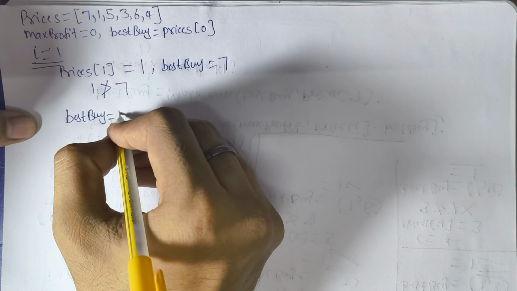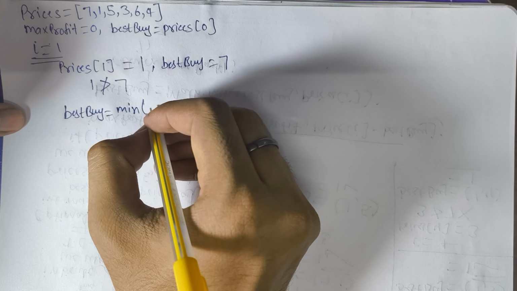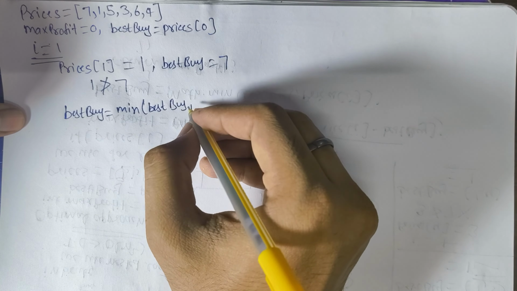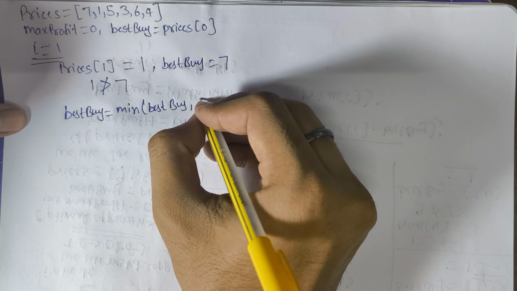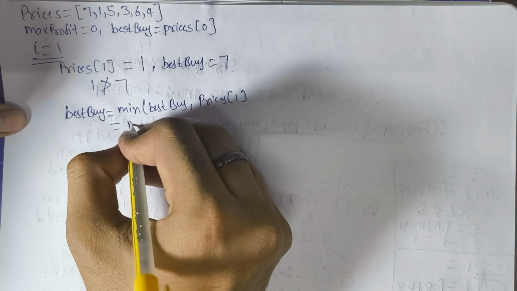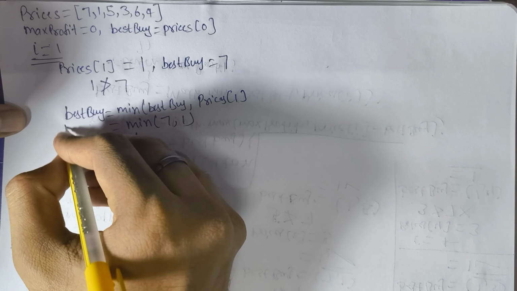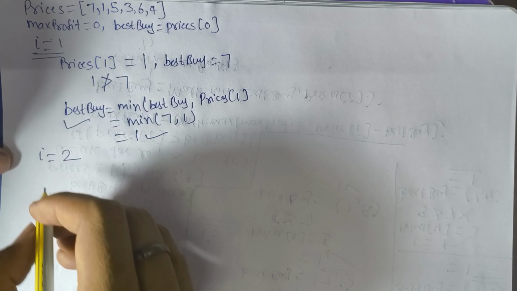And we also see best buy. In best buy we take the minimum of best buy and price[1]. So the minimum of 7 and 1 is equal to 1. Now our best buy is 1. Let's see for i equal to 2.